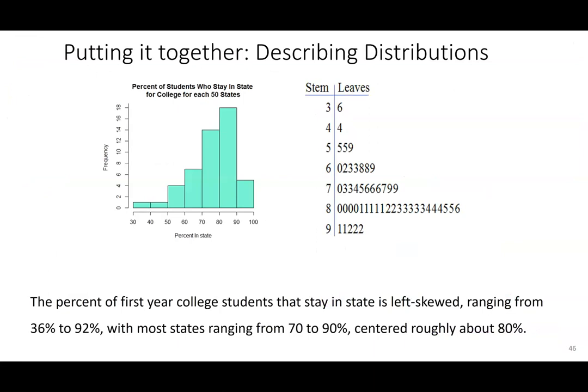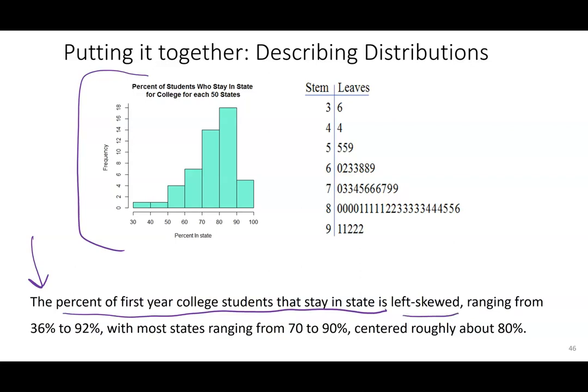So putting it all together, we want to remember to talk about the shape. We want to talk about outliers. We want to talk about spread and center. So back to that example, percent of students who stay in state for college for those 50 states. If you put it together in a sentence: the percent of first-year college students that stay in state. The first thing we listed is the variable. It's left skewed because, looking here, it's a left tail.